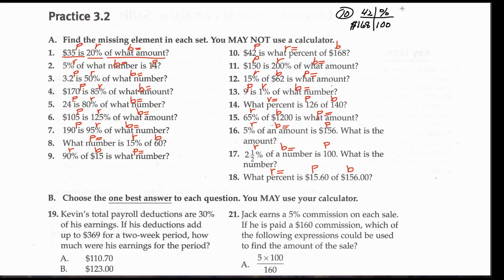Okay, step 1. $42 times 100. So 42 multiplied by 100, you will get 4,200. Step 2. Divide the answer, 4,200 divided by 168. So this is what you will need to do since we can't use a calculator.